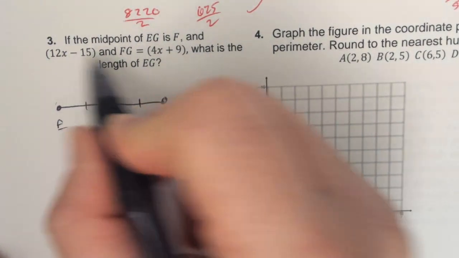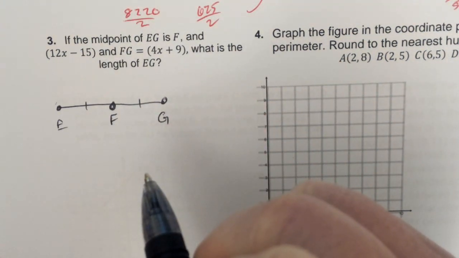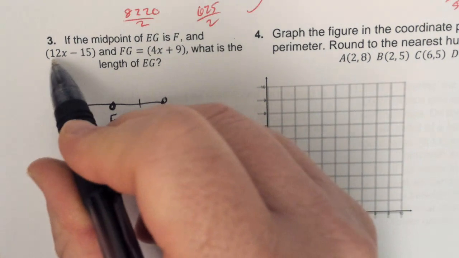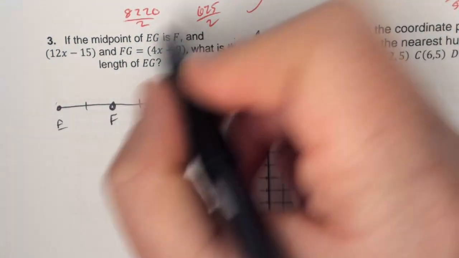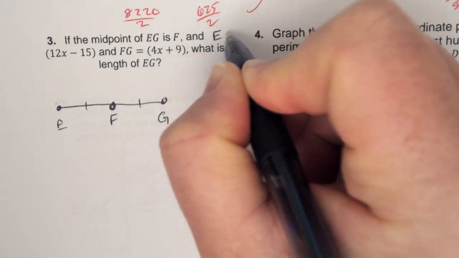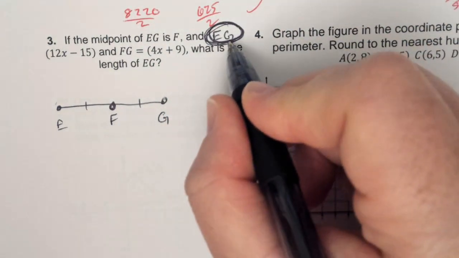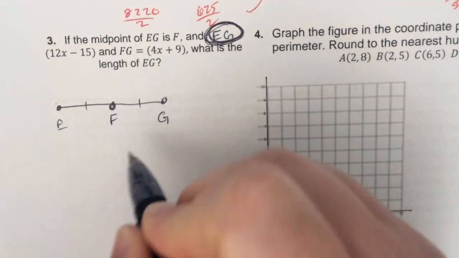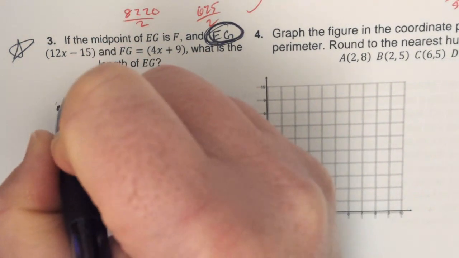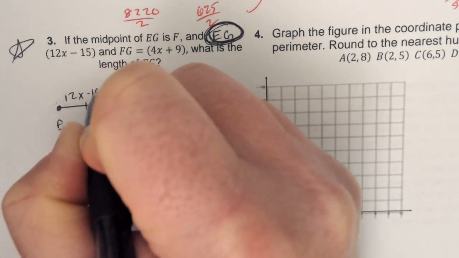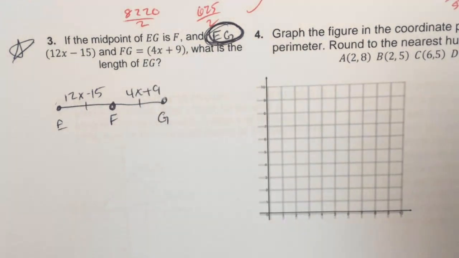Let's label. Oh, there's a typo. Sorry, that got cut off. That was supposed to be E to G right there. If E to G is this. Sorry about that typo. I will make sure I point that out in class. So E to G is 12x minus 15, and F to G is 4x plus 9. What is E to G?